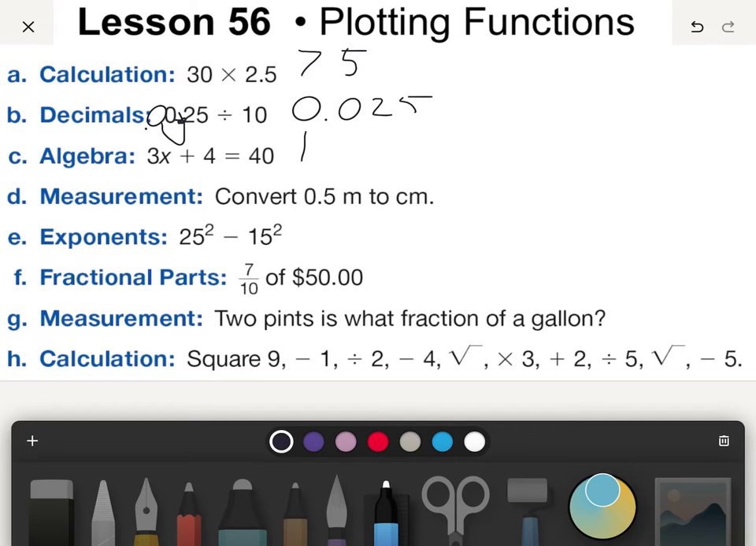Little algebra. 40 minus 4 is 36 divided by 3. So x equals 12. Then, I thought it was hard, but then I realized it wasn't actually that hard. Oh yeah, it's really super simple. It's definitely mental math.